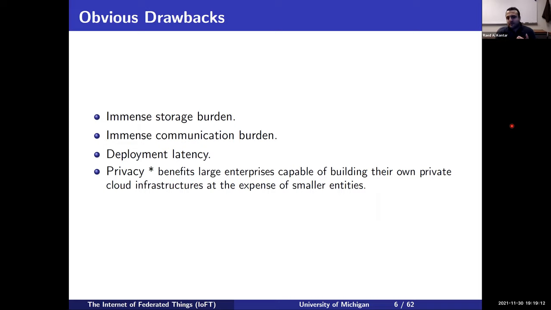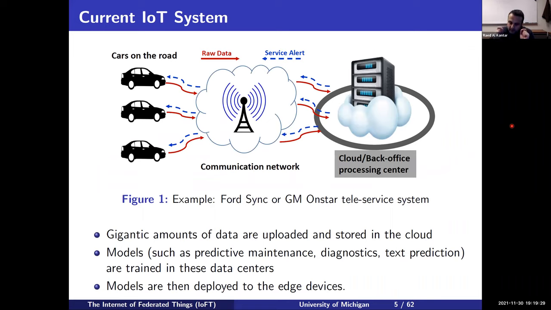Another thing that is an immense communication burden: uploading data to the cloud is very costly and exploits a lot of our internet bandwidth, and often is not practical, specifically when you're collecting huge amounts of data with high frequency. There is also deployment latency, because we're learning models on our cloud and then deployment happens after we send back those models. So there are some unreliable connections, or our notifications or service alerts do not reach the driver.